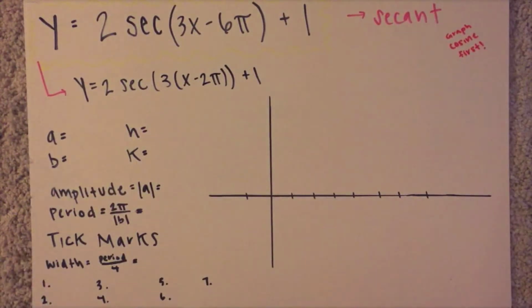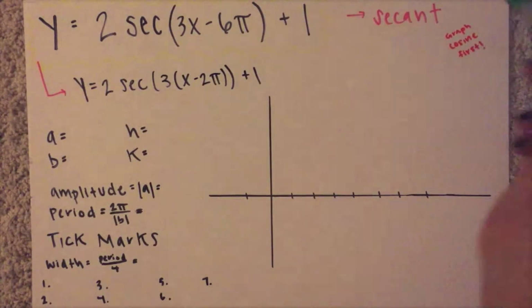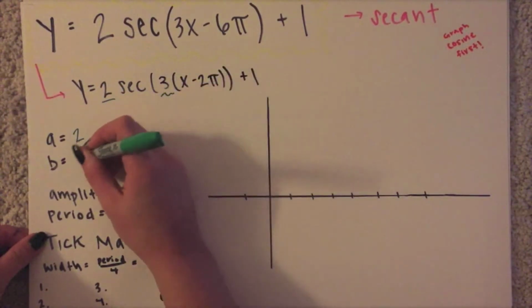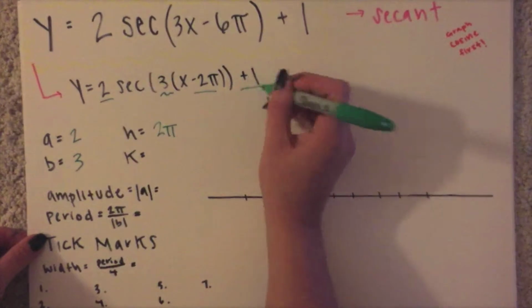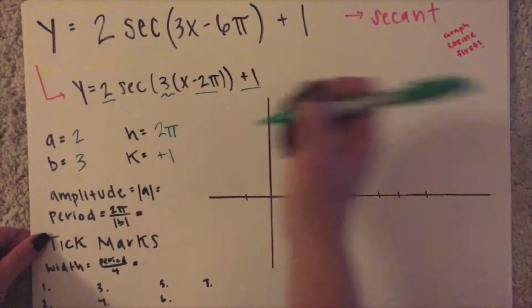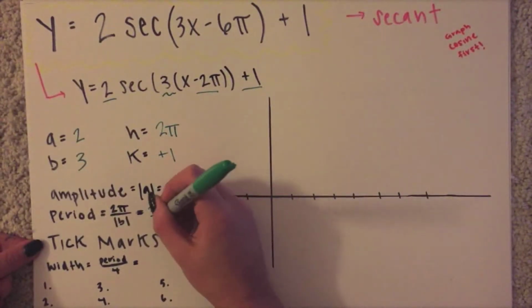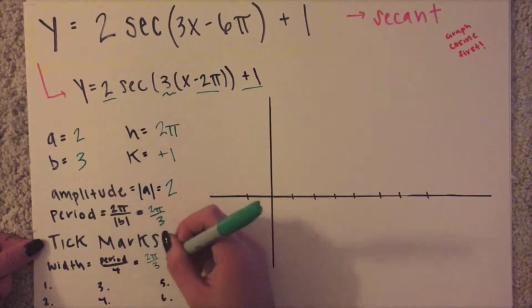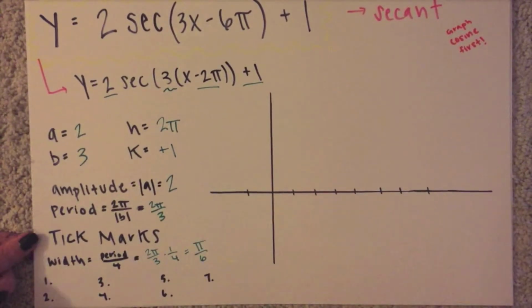The last graph we're going to be graphing is a secant. And as you can see in this equation, we also factored out the b value to make it easier to see what the b value and h value is. So the h value here is 2 pi, and the k value is a positive 1. So our amplitude is the absolute value of a, which is 2. Our period is 2 pi over 3, so that would make our tick mark width pi over 6.